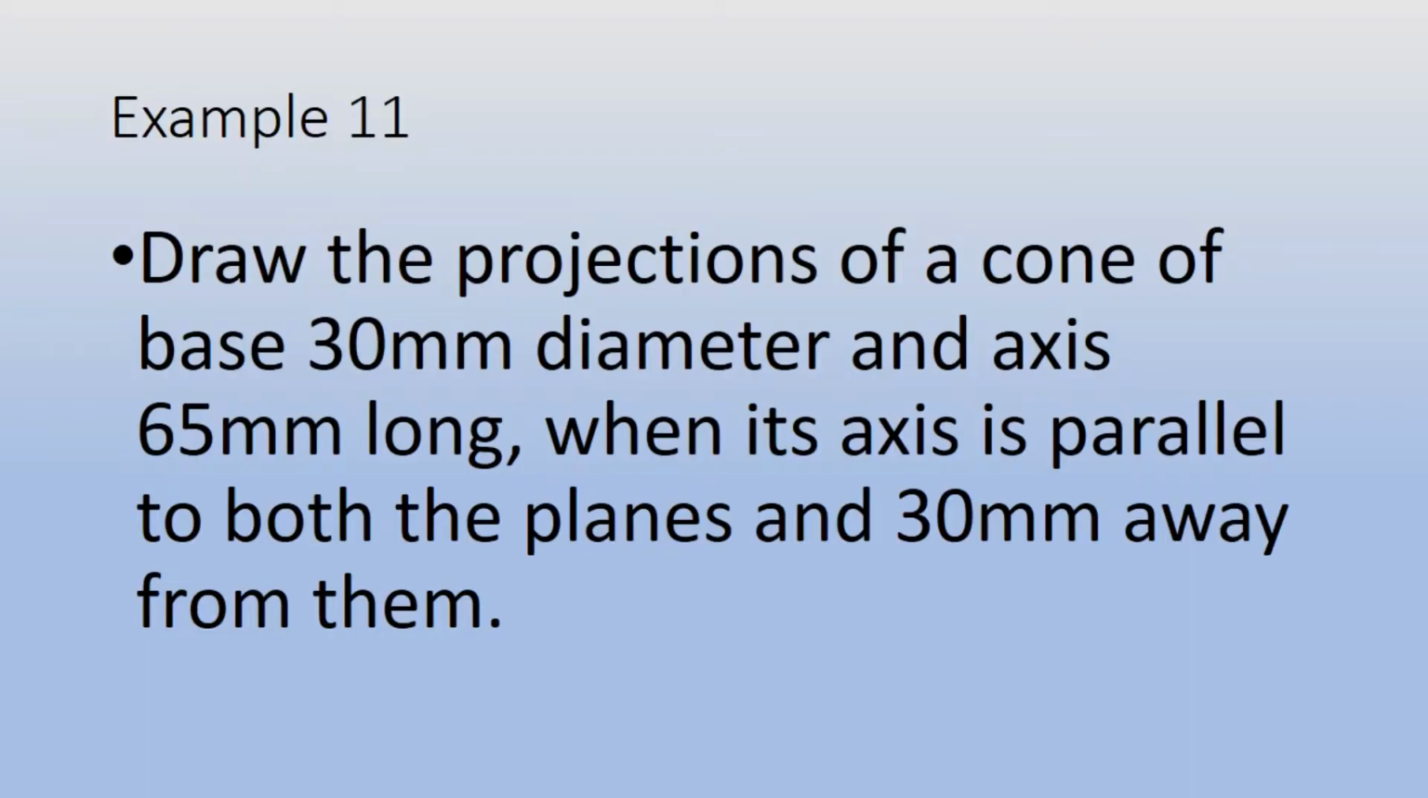Example 11. Draw the projections of a cone of base diameter 30 mm and axis height 65 mm long when its axis is parallel to both the planes and 30 mm away from them. So here we are having a cone again of 30 mm base and 65 mm axis height. Here the axis is parallel to both the planes and it is 30 mm away from both HP and VP.